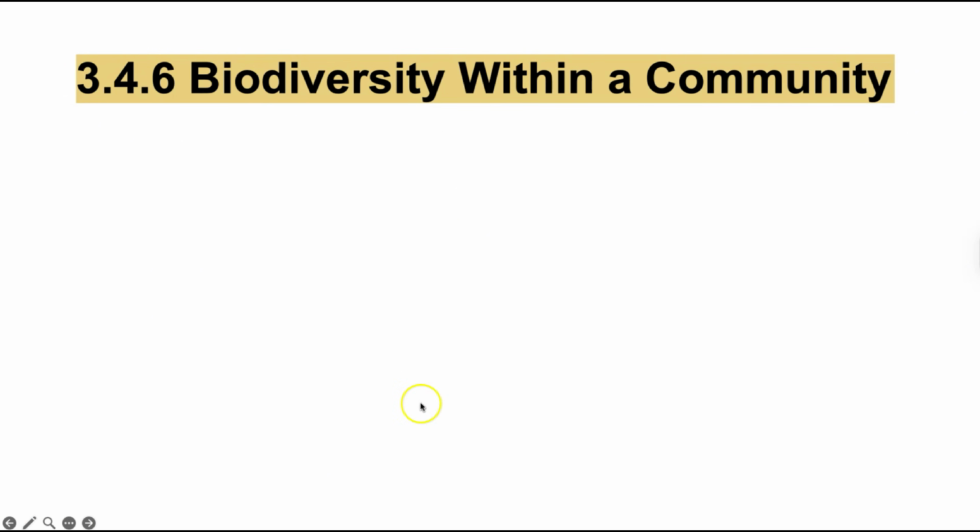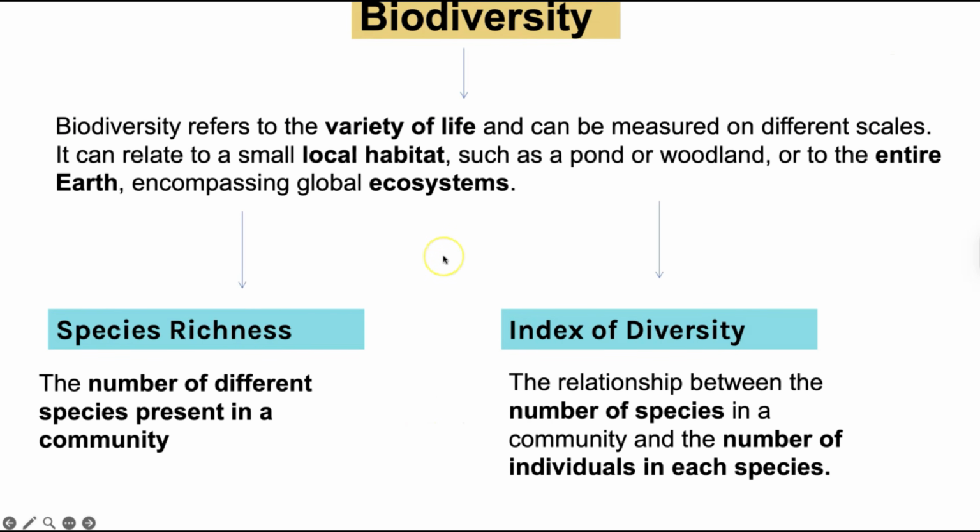3.4.6 is biodiversity within a community. And biodiversity refers to the variety of life, and it can be measured on different scales. It can relate to a small local habitat, such as a pond or a woodland, or the entire earth. And there's different terms to classify or to describe biodiversity. We've got species richness. That definition is the number of different species present in a community. So it just tells you how many different species there are.